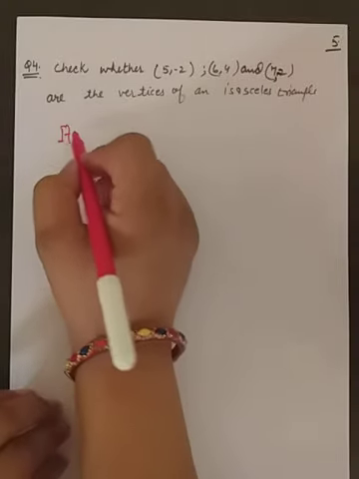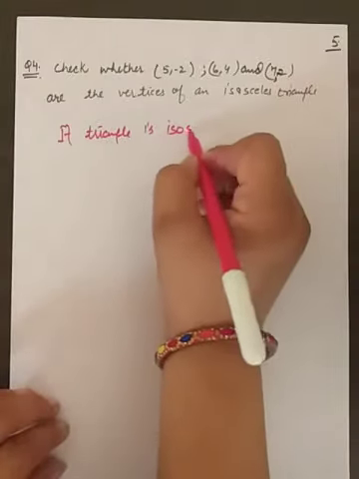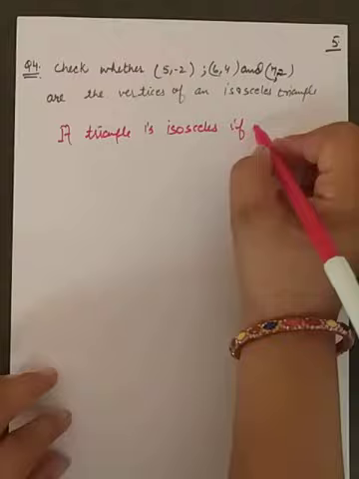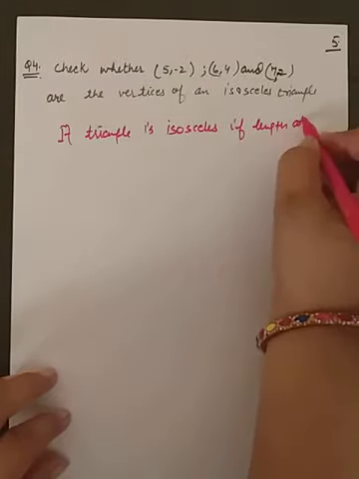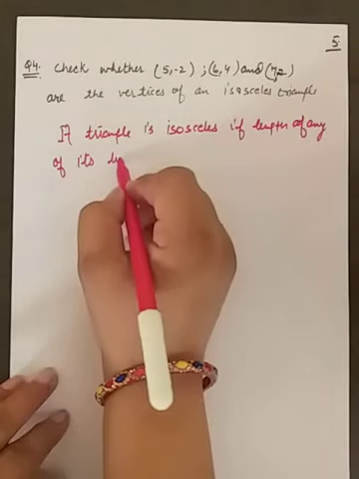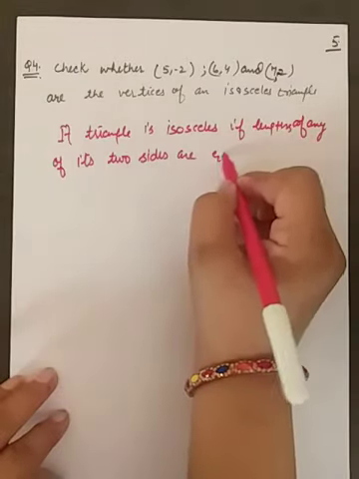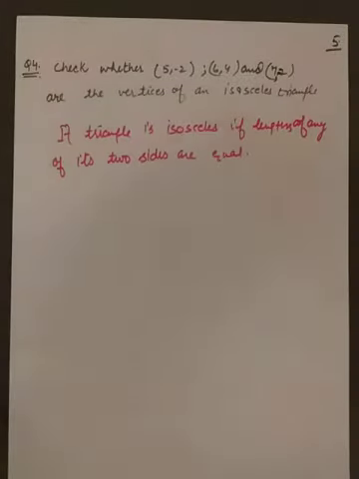In question number 4, we have to check whether the given points are the vertices of an isosceles triangle. So students, we must know what an isosceles triangle is. A triangle is isosceles if the lengths of any two of its sides are equal, then the given triangle is an isosceles triangle.